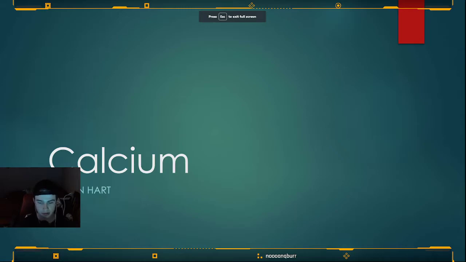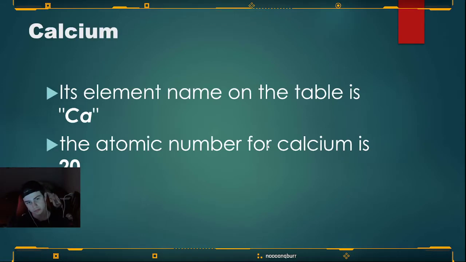So I chose to do my mineral presentation on calcium. I looked up everywhere I could for the scientific name for calcium, but I couldn't find anything other than that its elemental name on the elemental table is capital C, lowercase a, and that the atomic number is 20. The only scientific name that I could find was calcium chloride, and I wasn't sure if that was the same thing, so I just left it how it was.